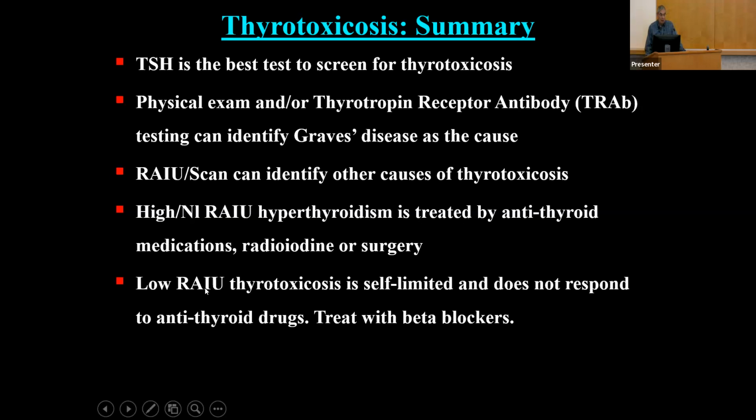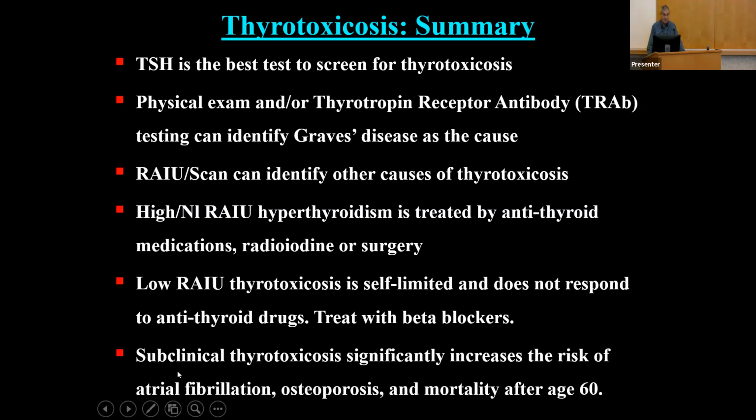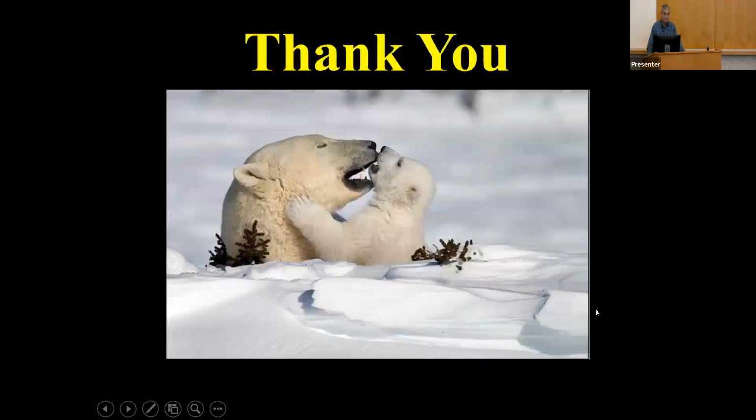When people have a low radioactive iodine uptake type of thyrotoxicosis, these are all self-limited. You don't treat them with antithyroid drugs, but you can treat with beta blockers until they resolve. And finally, subclinical thyrotoxicosis does significantly increase the risk of atrial fibrillation, osteoporosis, and mortality after age 60. So we're done. I'll stop here and open up for questions.